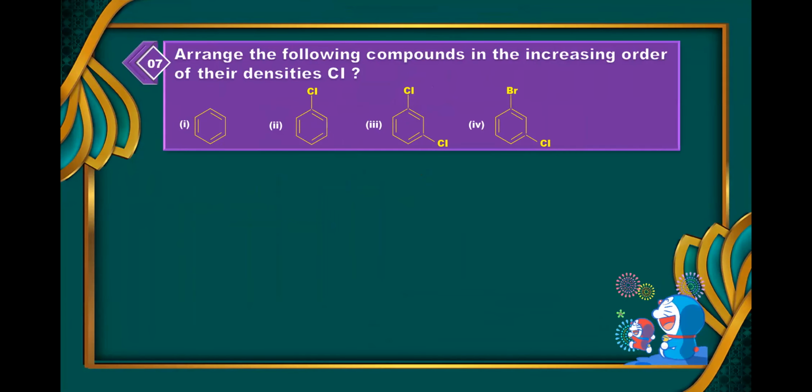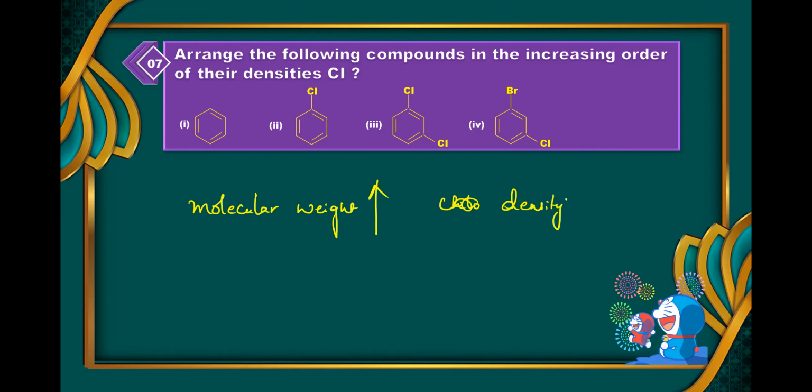Arrange the following compounds in the increasing order of their densities. More is the molecular weight, then obviously density also increases. More is the molecular weight, more is the density. Here bromine and chlorine are present, so bromine weight is more than the chlorine. That's why option 4 is the correct answer.